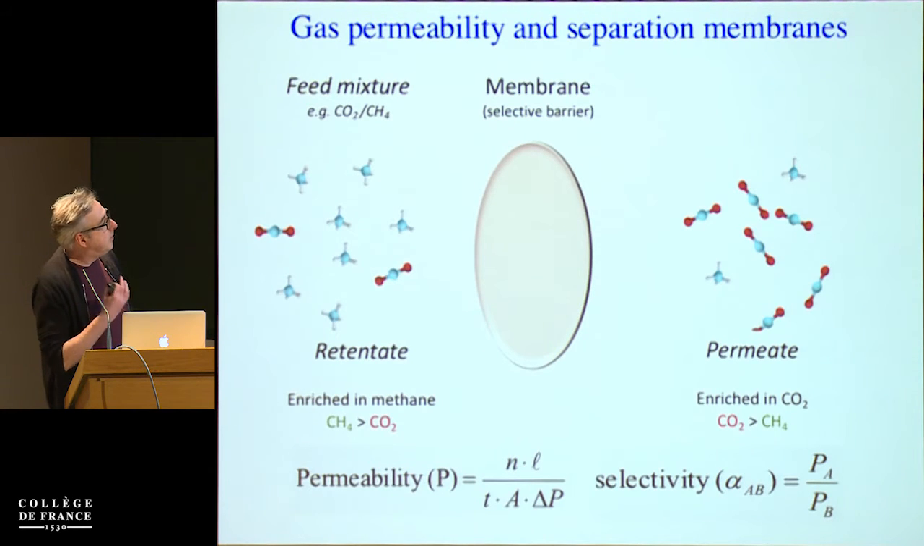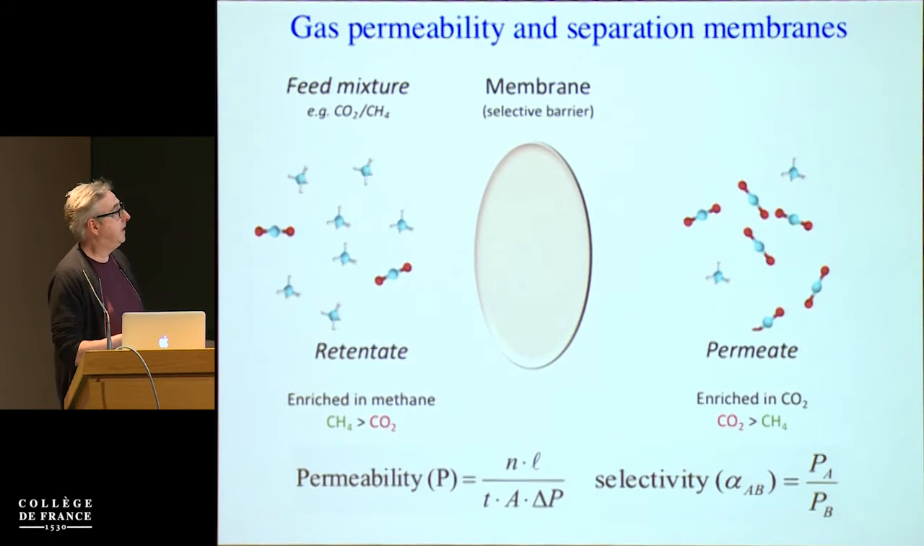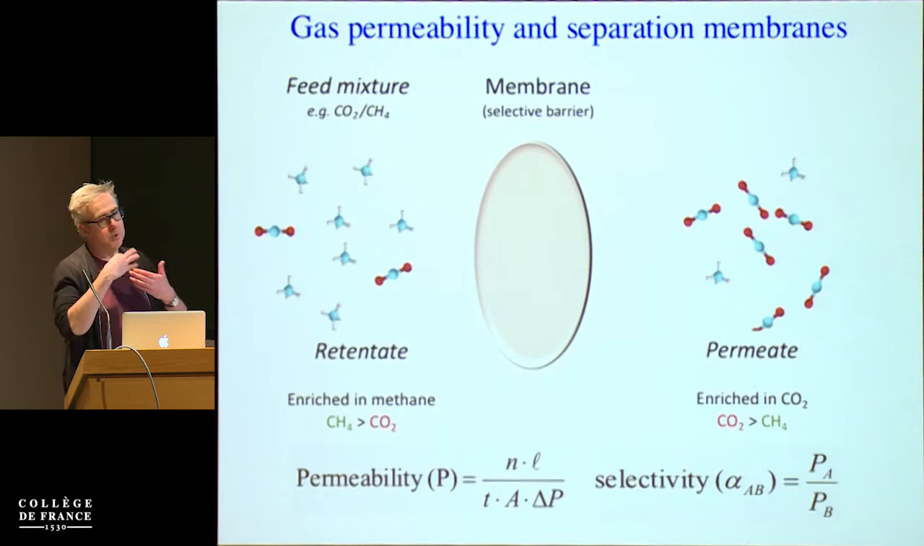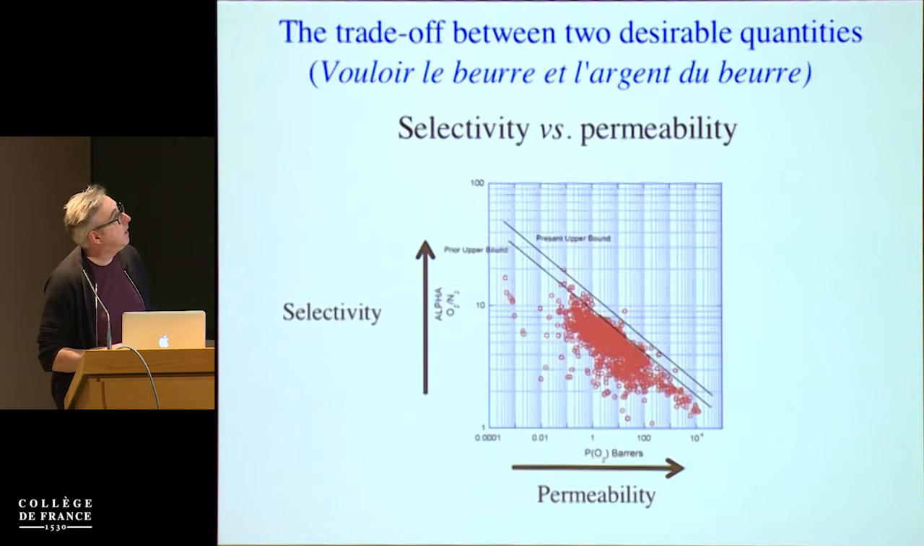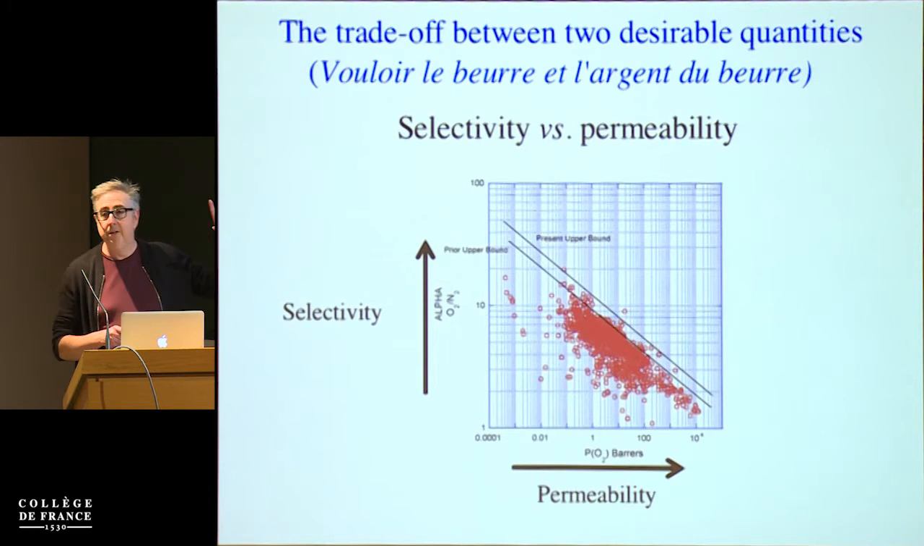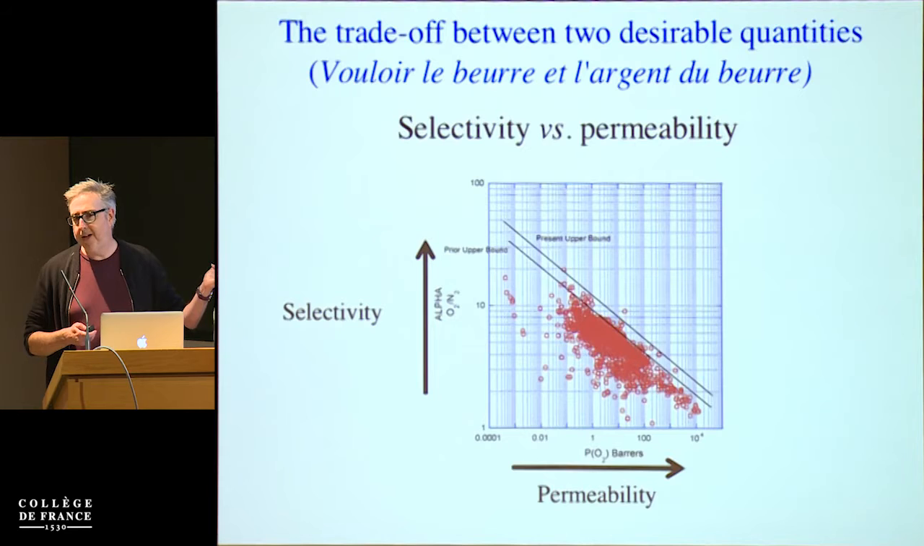faster. And there are two important parameters that we need for a good membrane. One is permeability, how much stuff goes through the membrane, and the other is selectivity, how well the membrane can separate one gas from another gas. And there's a trade-off between the two desirable quantities. In English, we say you cannot have your cake and eat it.